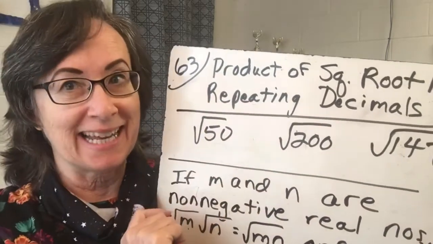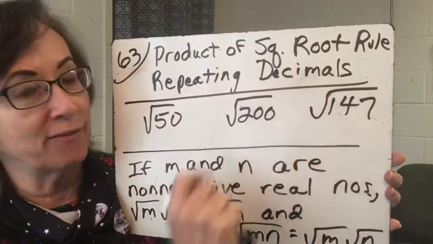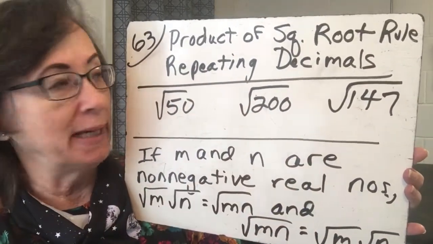Today we're looking at lesson 63 in your Saxon Orange Book. We're talking about the product of the square root rule, and later we'll talk about repeating decimals.